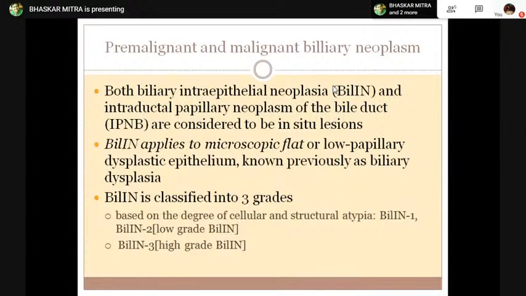Coming to BilIN, these are microscopically flat or low papillary appearance dysplastic lesions. Previously it was called biliary dysplasia. BilIN can be divided initially into BilIN 1, 2, 3. Now, conventionally, BilIN 1 and 2 have been grouped into low-grade BilIN and BilIN 3 into high-grade BilIN. Now, coming to this.